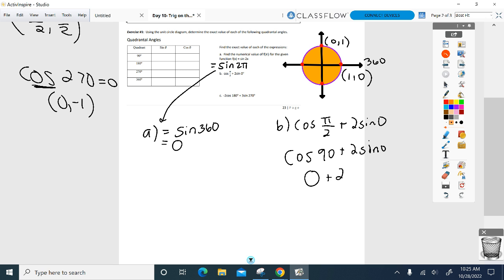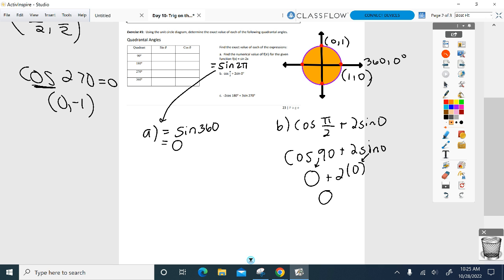Now I go to 0 degrees. I already put the coordinate there. Which one do I want, the x or the y? If I'm finding sine of 0, which one do I want? The y coordinate, which is 0. Everyone all right where I'm getting these values from, and why I'm picking an x versus a y? So the final answer here will also be 0.